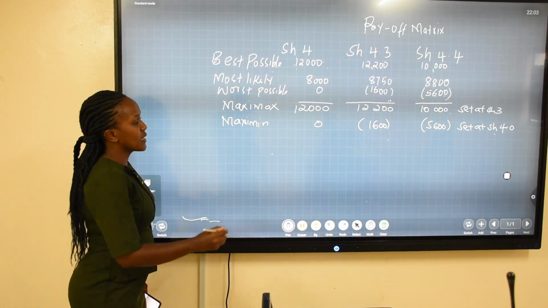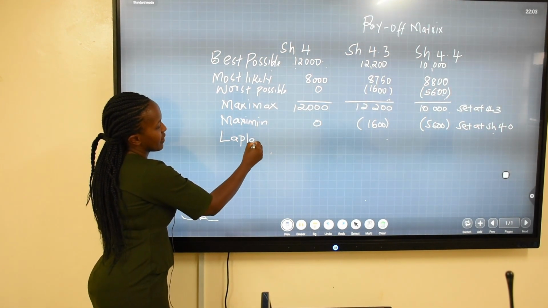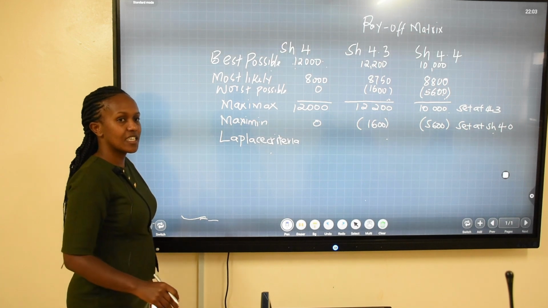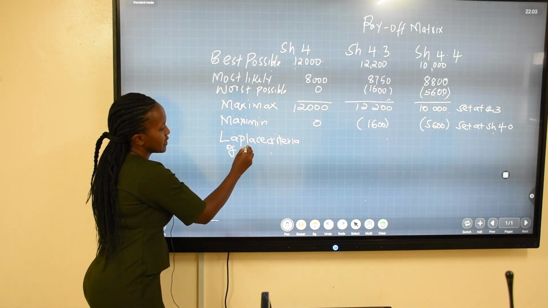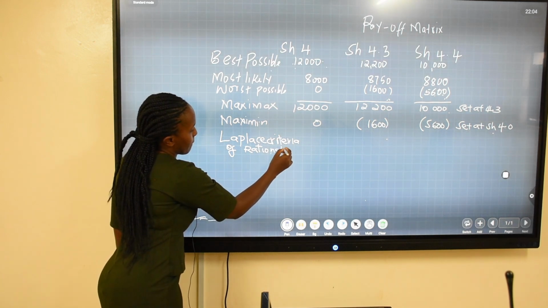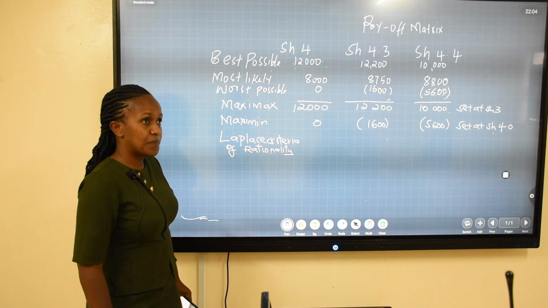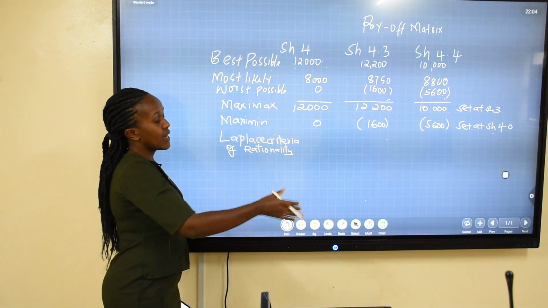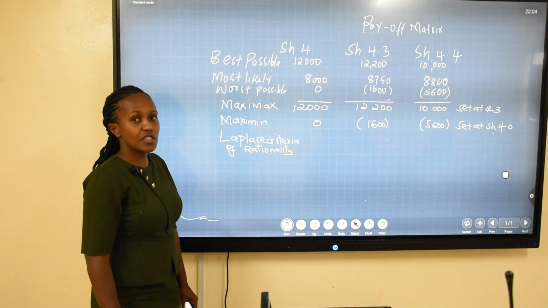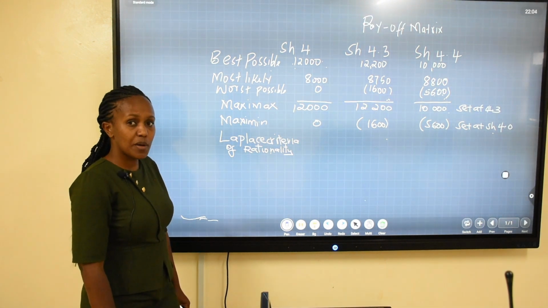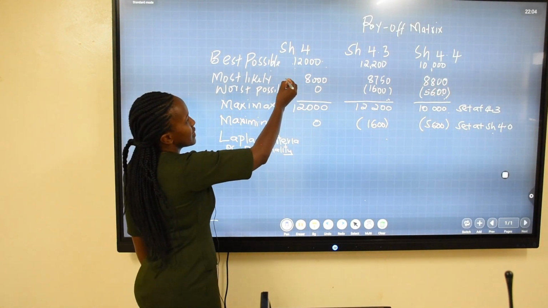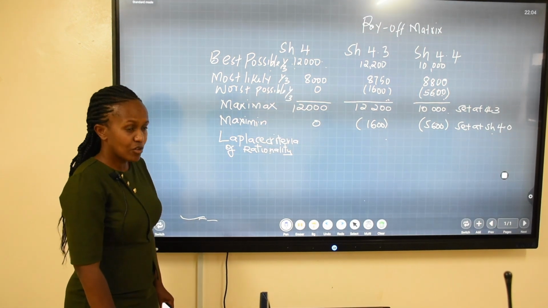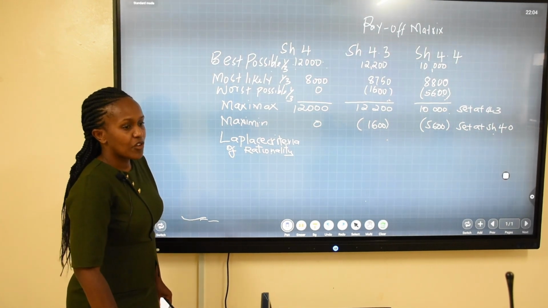The next decision maker is what we have called the Laplace criteria of rationality. It assumes that the states of nature have equal chances of occurrence, meaning the best has an equal chance, same as the most likely and same as the worst. So in this case, because there are 3 states of nature, and each one of them has an equal chance, we assume that the probability of each is a third. So we are assuming that their likelihood of occurrence is equal.